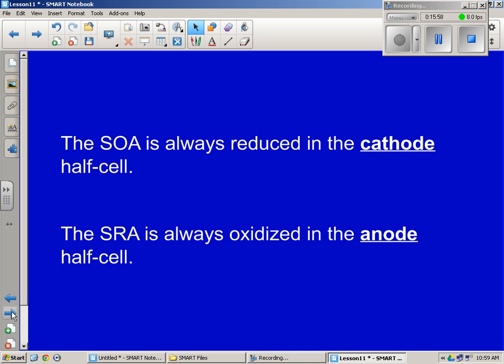The SOA is always reduced at the cathode half cell. So once again, you have reduction at the cathode. It's gaining electrons at the cathode. And you're losing electrons. It's always oxidized at the anode.